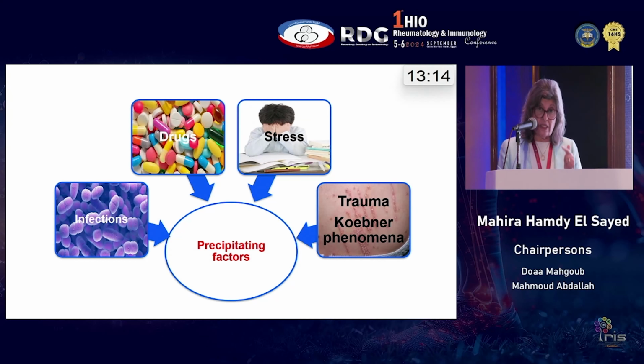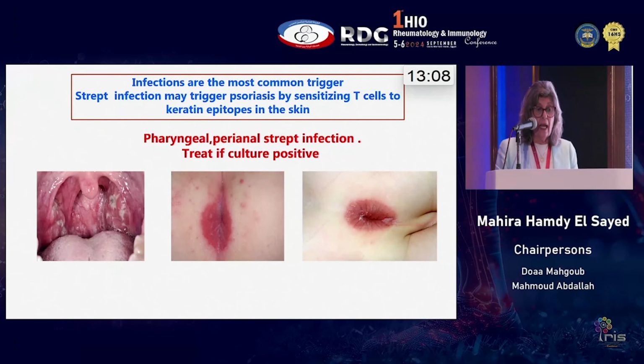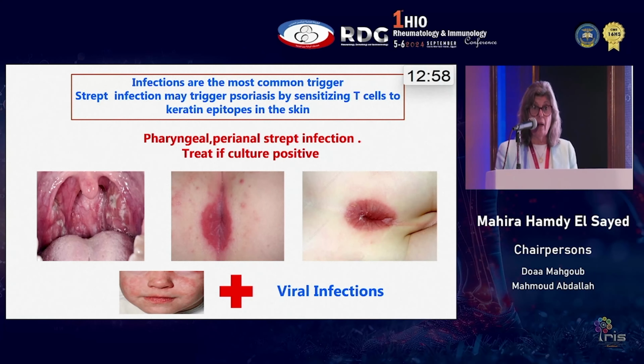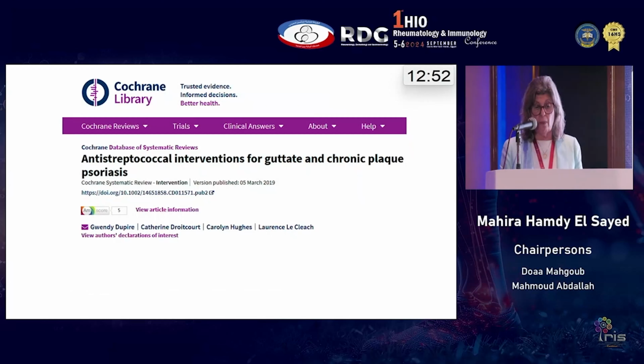Infections have to be considered. Professor Prince was talking this morning about strep infection of the throat and the stress. And we have to look for the infection not only in the throat, but also perianal strep infection. And if the culture is positive, I need to treat them. But sometimes as well, viral infections can trigger psoriasis, like measles or chickenpox, for example.